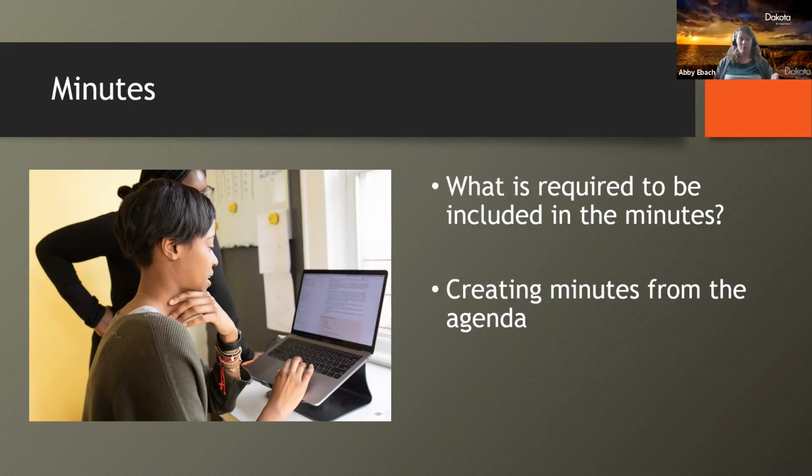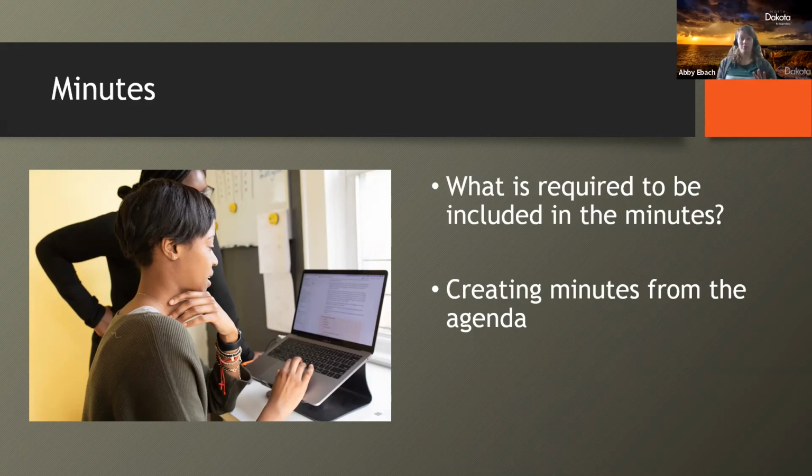A really good starting point, if you are the secretary, is to start with the agenda, since that's essentially the outline of your meeting. List the names of the board members and any other attendees, as well as if any board members were absent. And then list the date, location, call to order, and then kind of follow the agenda points. The minutes should absolutely not be a verbatim recording of every single thing that was discussed.